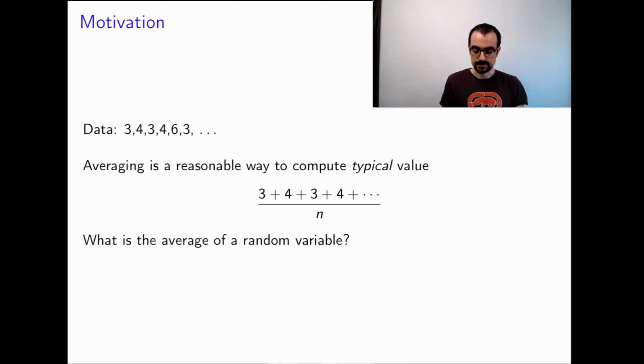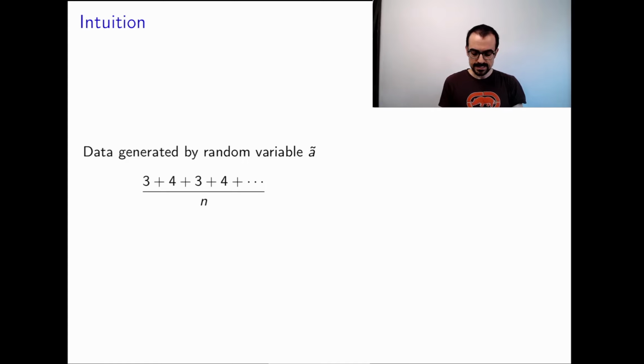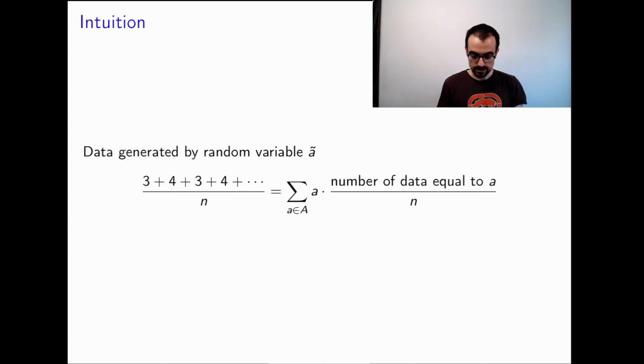Okay, so let's see. What do we mean by that? What we mean is, what if the data were generated by a random variable A? What would be its average in the limit where we would have an arbitrary number of data points? Well, if you think about it, when we're adding up these numbers, essentially we can consider how many times we count each of them, right?